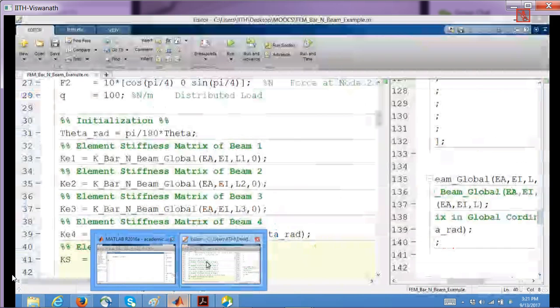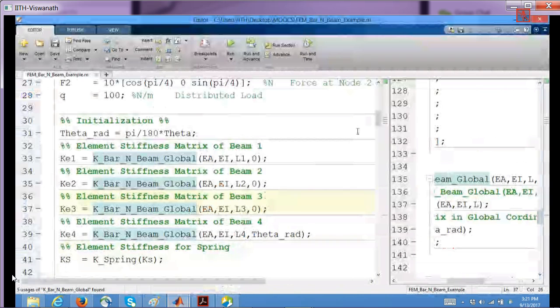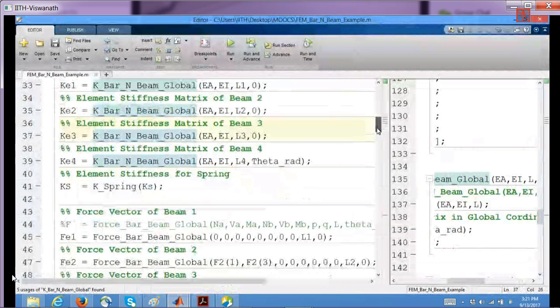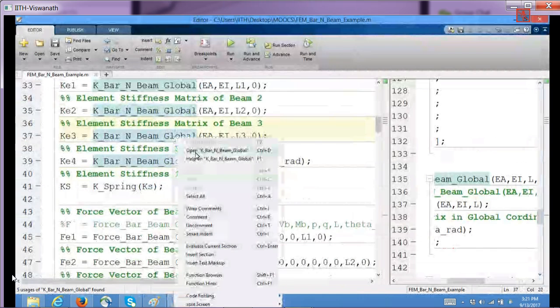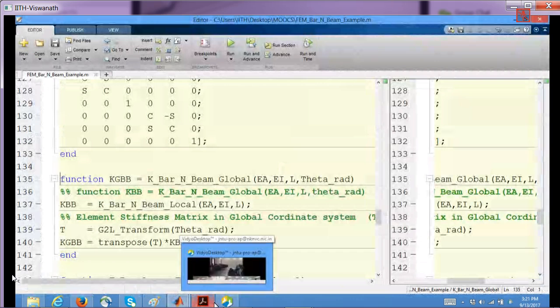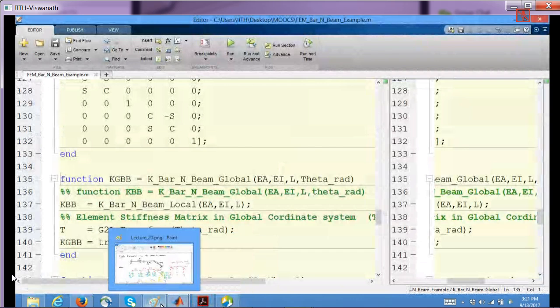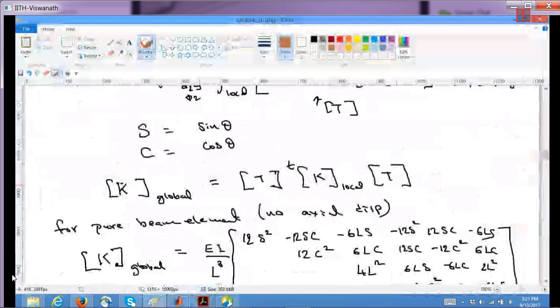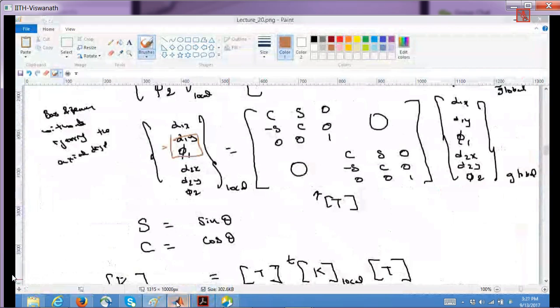Now, similarly, let us see the force vectors. But this is in the global coordinates. Let us see how the global is calculated. Let us see the previous section: I showed that K global is nothing but T transpose K local times T, and T is the transformation matrix which is given in this form. So I used the same thing here.